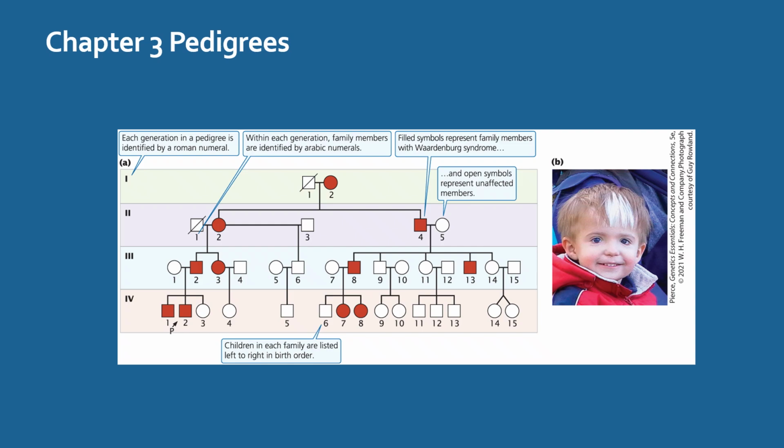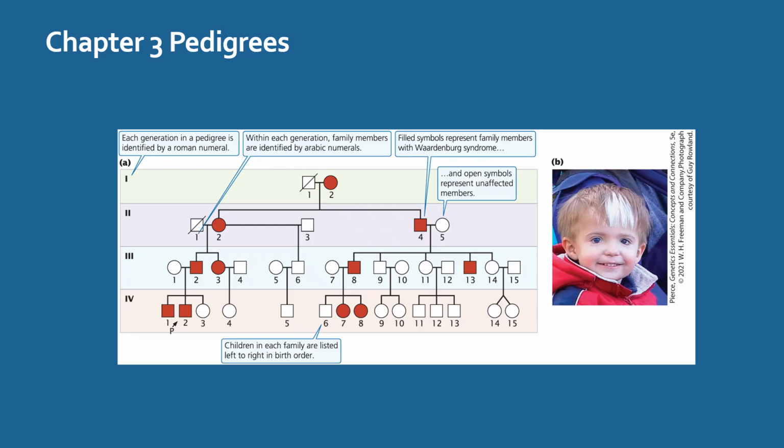One of our tools for studying inheritance is a pedigree. A pedigree is essentially a family tree that shows the history of all of the individuals that express either form of the gene that you're looking for. And you use a pedigree to help you determine the inheritance pattern.